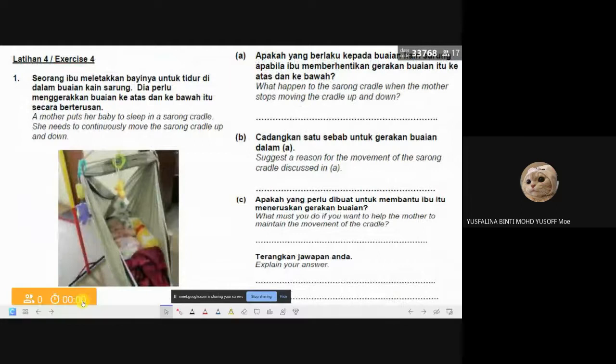Okay, so let's try to answer this one. A mother puts her baby to sleep in a sarong cradle. She needs to continuously move the sarong cradle up and down. What happened to the sarong cradle when the mother stopped moving the cradle up and down?